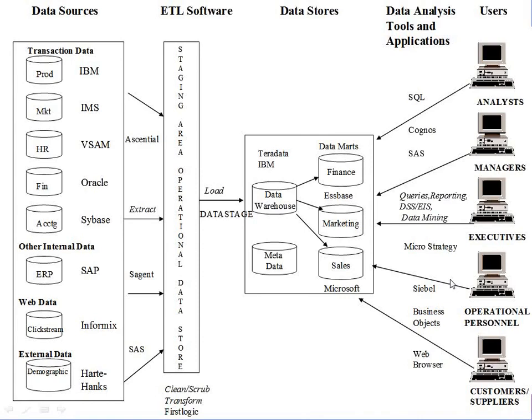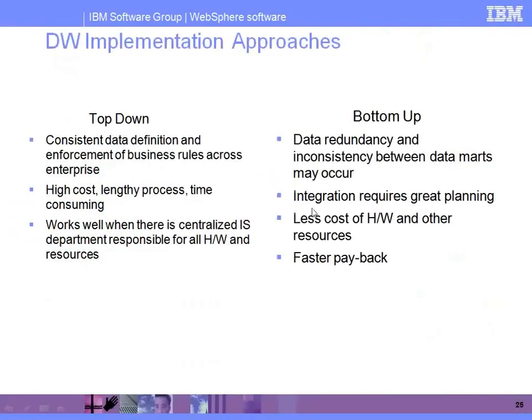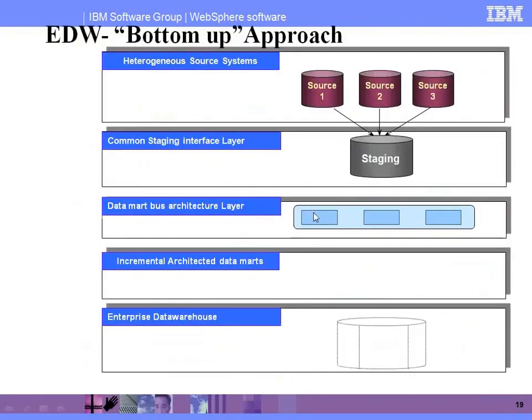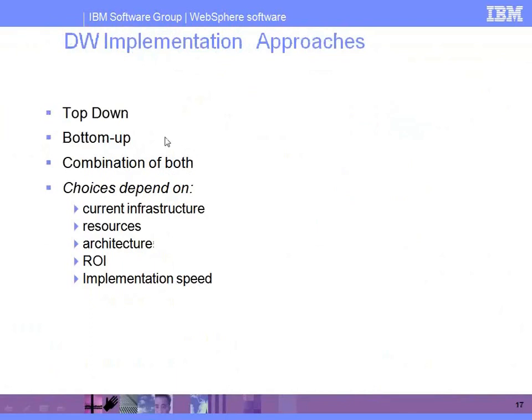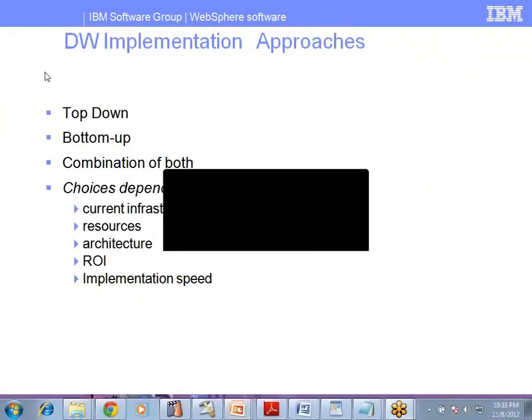To implement a data warehouse, generally there are different approaches. The first is the top-down approach and the second one is the bottom-up approach. So what is this top-down approach? What is this bottom-up approach? What are we going to do in each approach? The top-down approach is where we create the data warehouse first and then the data marts, and the bottom-up approach is completely the reverse of that.